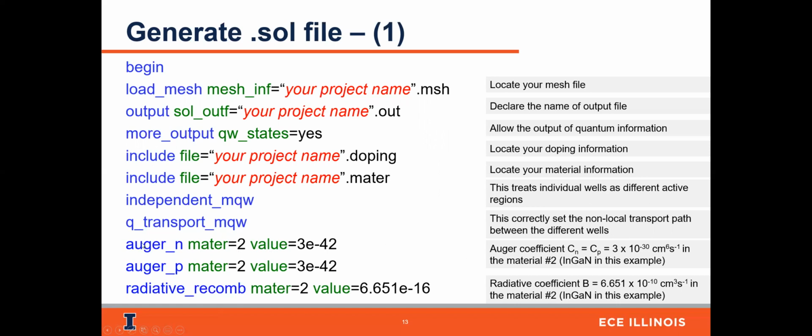So we define Auger coefficients for EEH process to be 3 times 10 to the minus 30 centimeter to the power of 6 per second. And we define the same Auger coefficients for HHE Auger process for the quantum well region. And then we define the B coefficient, which is radiative recombination for this indium gallium nitride as well. And this B coefficient is 6.65 times 10 to the minus 10.